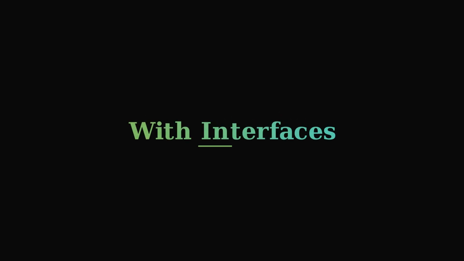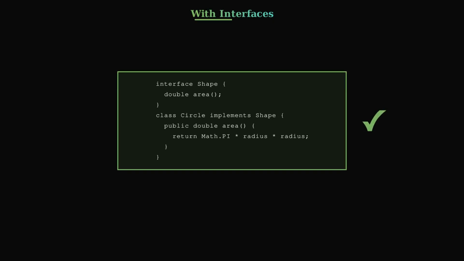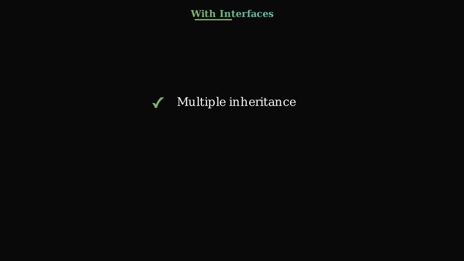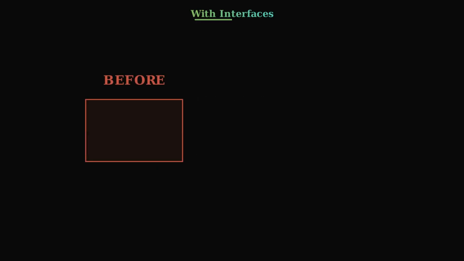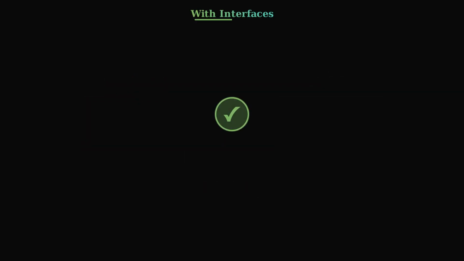Here comes the solution. Interfaces. Look how clean the code is now. Multiple inheritance. Loose coupling. Polymorphism support. Compare the difference. And that is why we use interfaces.